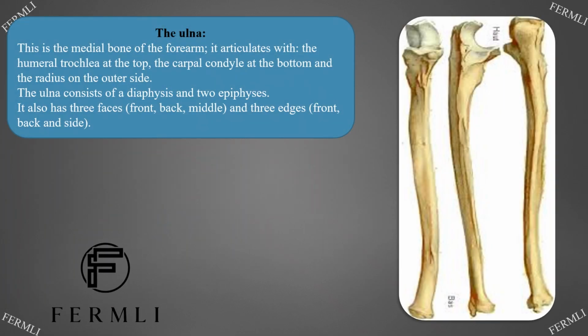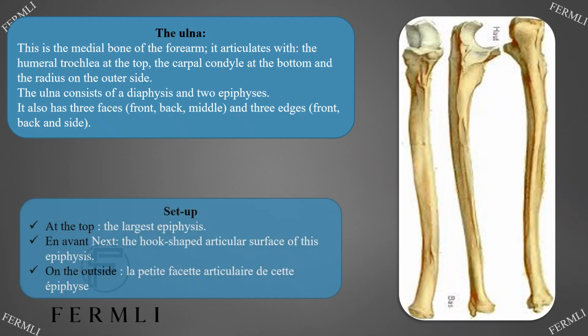The ulna. This is the medial bone of the forearm. It articulates with the humeral trochlea at the top, the carpal condyle at the bottom and the radius on the outer side. The ulna consists of a diaphysis and 2 epiphyses. It also has 3 faces, front, back, middle and 3 edges, front, back and side. Set up at the top, the largest epiphysis. Forward, the hook-shaped articular surface of this epiphysis. On the outside, the small articular facet of this epiphysis.